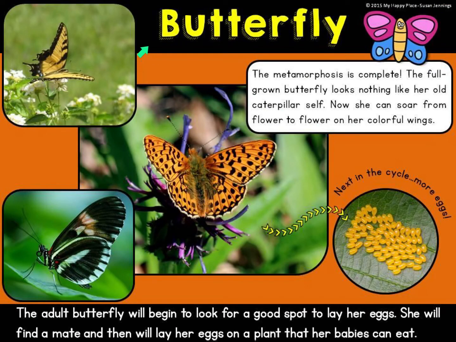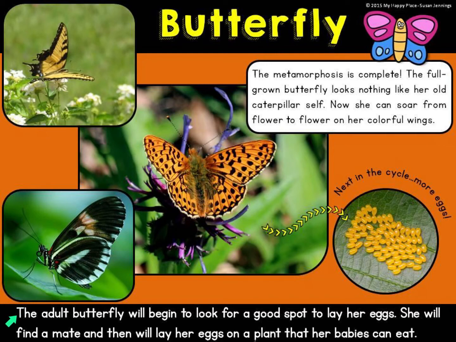Okay. Then we have a butterfly. After the butterfly hatches from the chrysalis, it is a butterfly. The metamorphosis is complete. The full-grown butterfly looks nothing like her old caterpillar self. Now she can soar from flower to flower on her colorful wings.